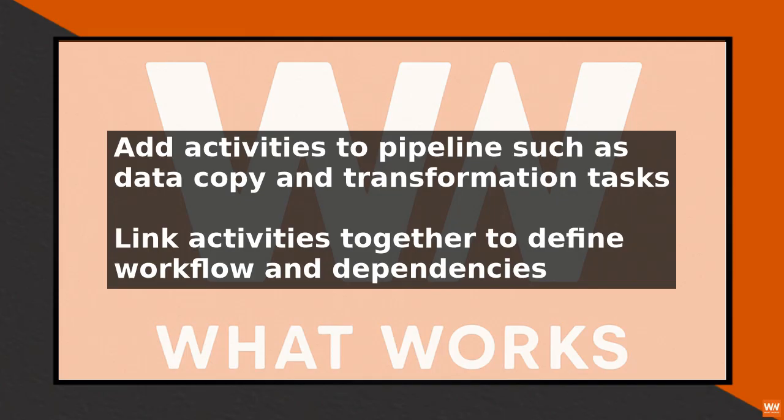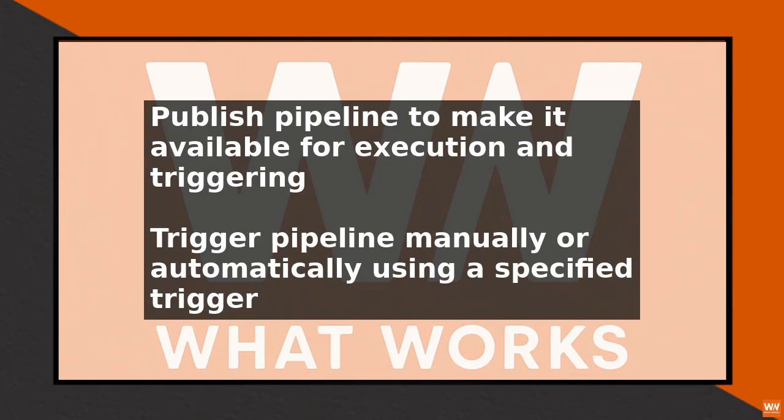Finally, you can trigger your pipeline to run. This can be done manually or automatically using a trigger. To trigger a pipeline, navigate to the Integrate tab and click on the Trigger button. Select the pipeline you want to trigger and the trigger type. Then click Create.